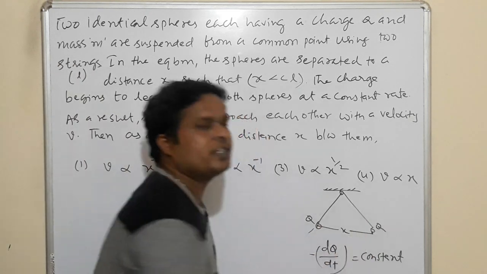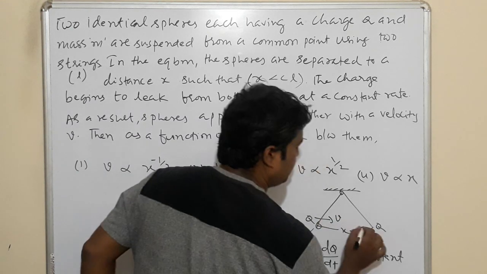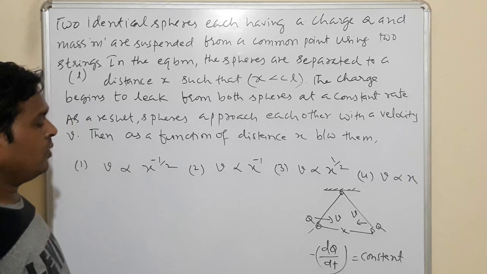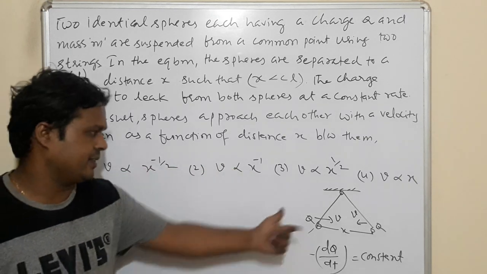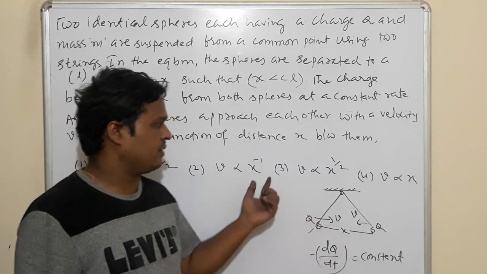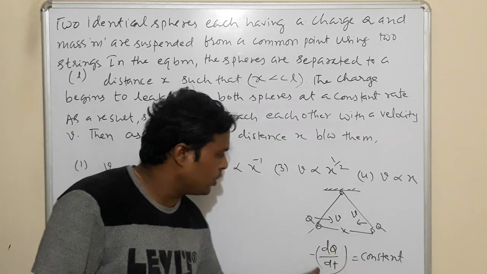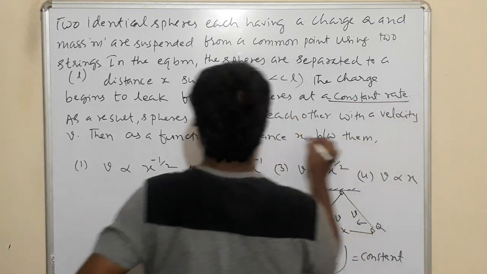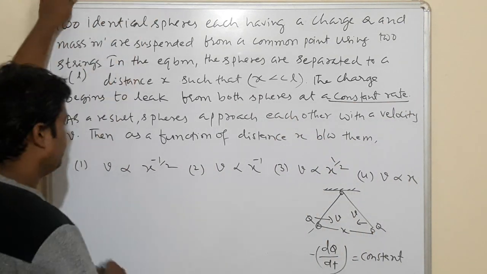If they start approaching towards each other with a velocity v, then what they are asking is how this velocity depends on this distance. As a function of distance, how the velocity changes. One thing you remember, dq by dt is constant. Charge begins to leak from both the spheres at a constant rate. That means dq by dt is constant.